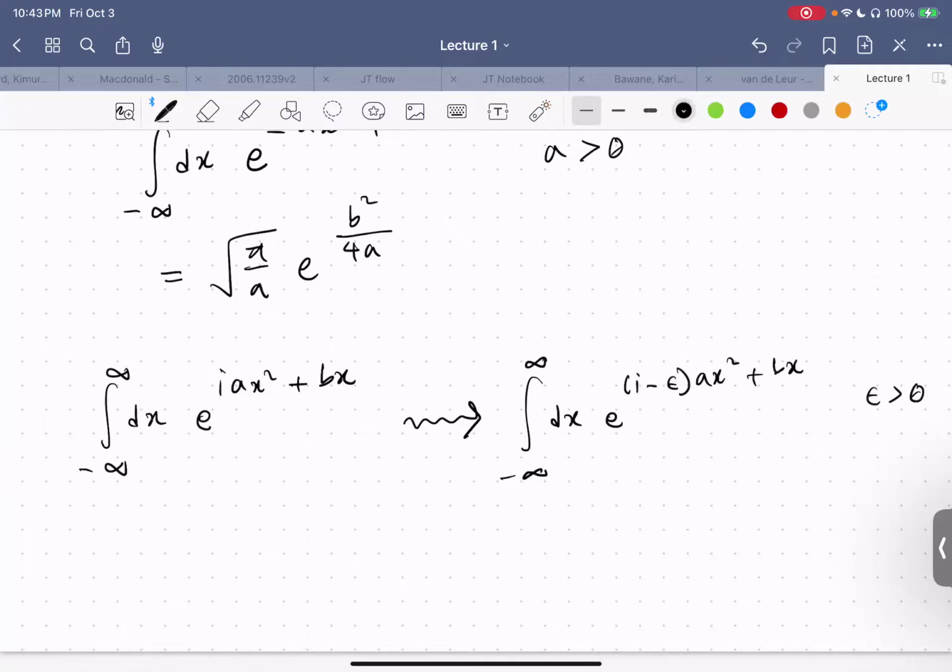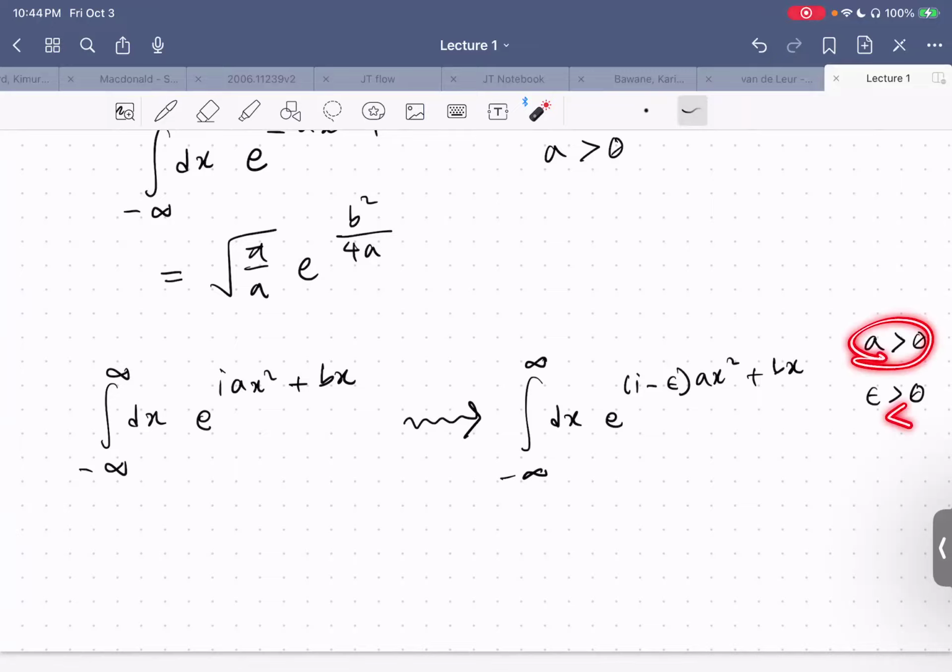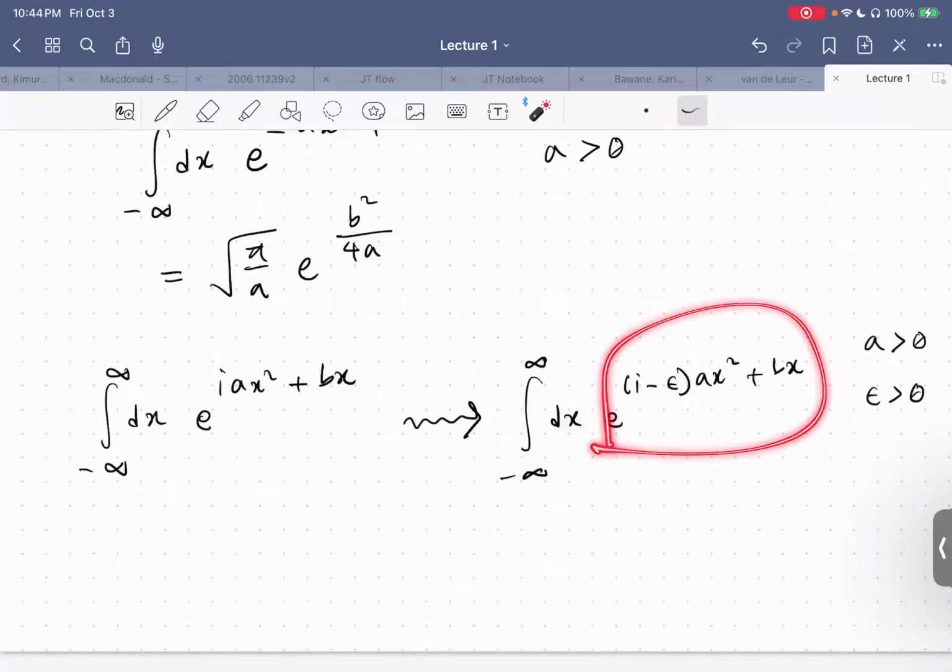Okay, so this all actually depends on what the sign of A was. So for simplicity, let's assume that it's greater than 0, because if it is less than 0, then I would choose the opposite sign for epsilon. Anyway, there's no loss of generality in this assumption. So now again, it converges because if x is large, then this minus epsilon a x squared is going to be very large. And the whole thing will be suppressed exponentially with a complex coefficient, but that doesn't matter. The whole thing is suppressed.